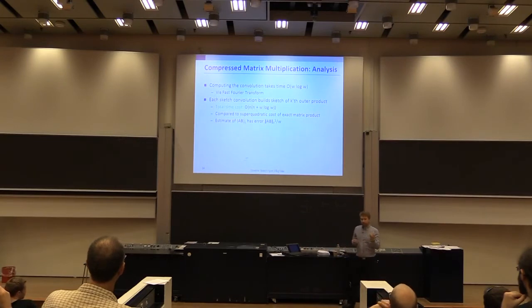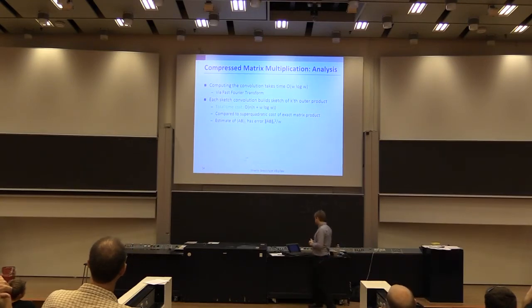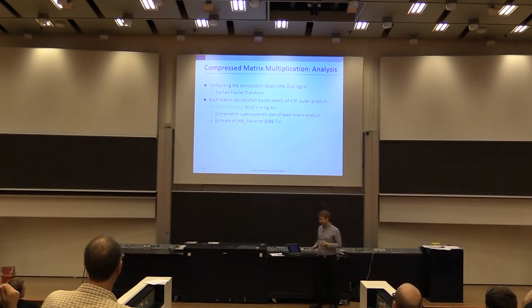So what I end up with is a sketch of the matrix product much more quickly than if I actually ran even the fastest matrix product algorithm and then took a sketch of that. And the error in my estimate I can reason about, and I can bound it in terms of the size of the sketch that I'm using.